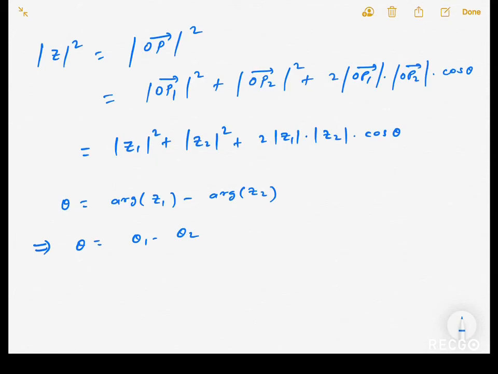In your vector chapter also, you know that the resultant of vectors a and b is mod a square plus mod b square plus 2 times mod a mod b into cos theta, where theta is the angle between vector a and vector b. Similar to that, I have tried to explain the addition of complex numbers using vectors in the complex plane. A vector in the complex plane is simply the complex number itself and nothing else.